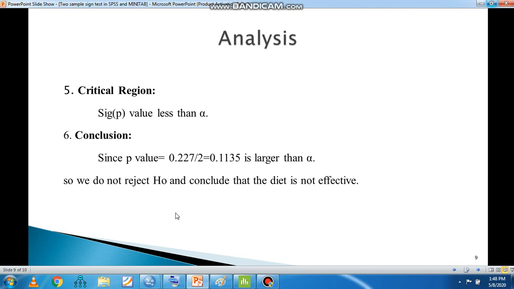You have seen that the two outputs are the same and give you the same result, and the conclusion is also the same in the two softwares.